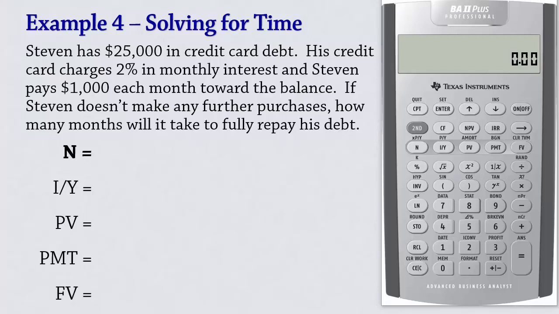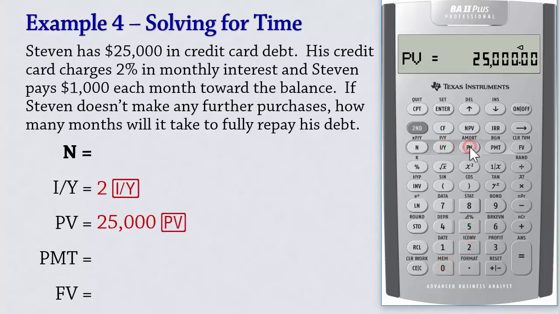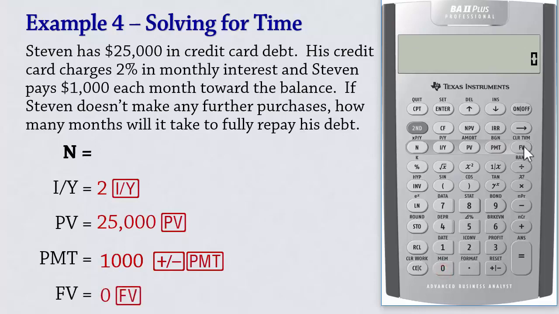At 2% monthly interest rate, let's input 2 IY, 25,000 present value for the debt amount. Since payment is made to reduce the debt, we input it as a negative value. So 1,000 negative and then payment. Since the debt will be fully repaid, we input 0 for the future value. 0 future value. And then compute N, which gives 35 months.